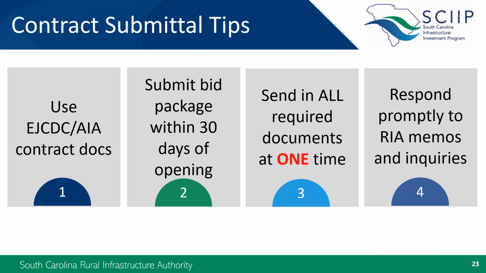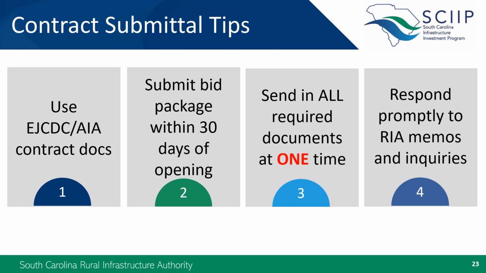So, the key takeaways from this recording. We strongly recommend the use of EJCDC or AIA standard contract documents. Submit your bid package within 30 days of the bid opening to allow RIA enough time to review and respond while bids are valid. Be sure to review and include all applicable items listed on the construction contract submission checklist and send them in all at once. It is helpful too if you name the electronic files to correspond to the checklist. Once you have all the items, then it is time to submit via email to your assigned grant manager.